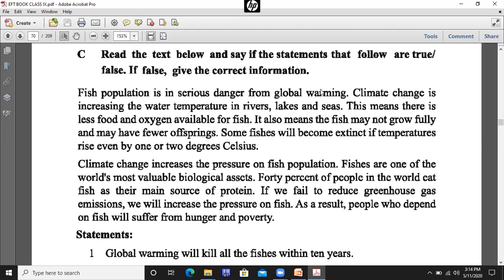By the way, then I am going to the next line. Climate change is increasing the water temperature in rivers, lakes, and seas. So, if the climate changes, then the temperature in rivers, lakes, and seas will increase. This means there is less food and oxygen available for fish.